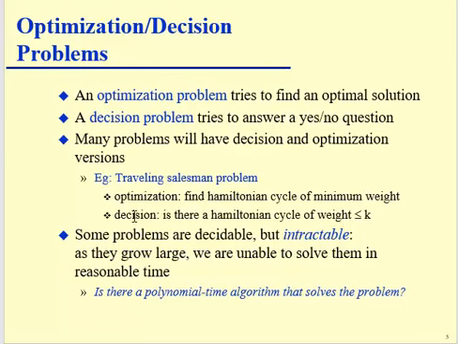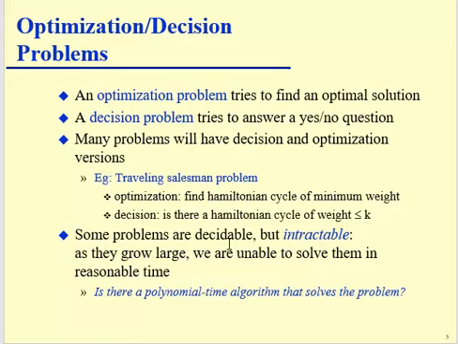Now, what is the decision problem? Is there any cycle of weight less than or equal to k? Now, what would be the answer of this? If the cycle can be less than or equal to k, the answer would be yes, otherwise it would be no.